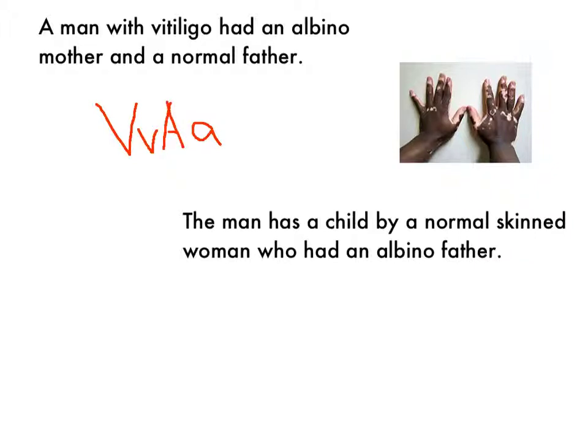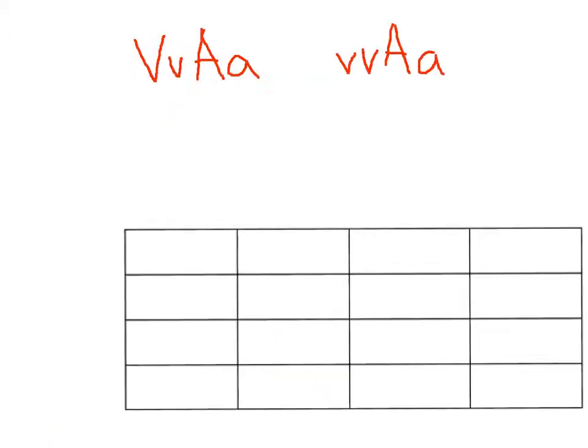Now the man had a child by a normal-skinned woman who had an albino father. She's normal-skinned, so she doesn't have vitiligo. Little v, and she's not albino, but she had an albino father, so he had to give her a recessive albino allele. Now this is a 2-trait cross, vitiligo and the albino alleles.